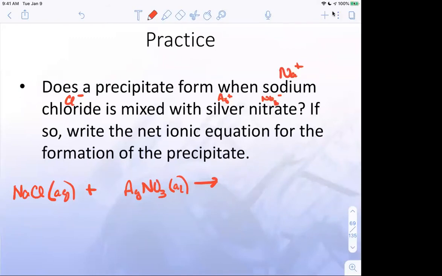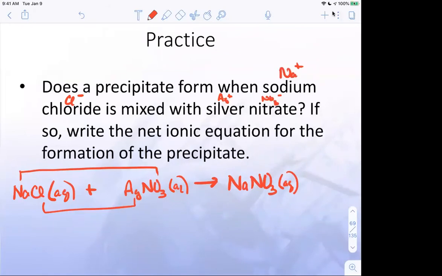For the ions in solution, I'm going to combine sodium nitrate with the silver chloride. So I get NaNO3, that will be aqueous because it's a sodium ion, group 1A, and it's a nitrate. And then the other potential product is silver chloride. Now this is a precipitate because we learned in the beginning that chlorides are generally soluble, but when I have a silver salt, then this is going to be insoluble. This is my molecular equation right here.